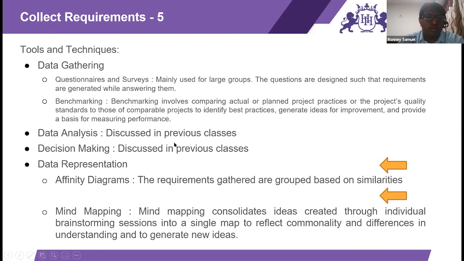Data analysis, we have already discussed. Decision making, we have already discussed. I don't know whether you're able to recollect. In decision making, we have seen two things. What are the types of making a decision, with respect to voting or decision by using multi criteria? Anyone remembers? Yes, no, maybe, could be, possibly.